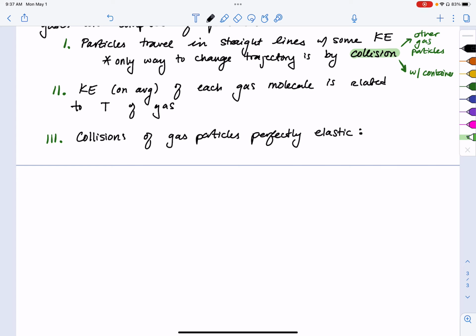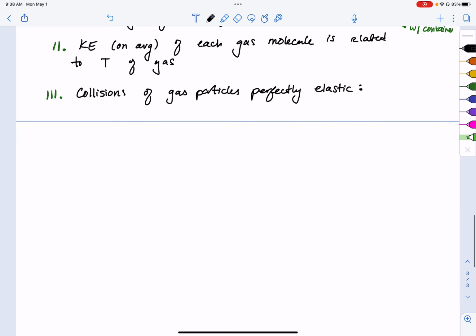There's a way called an elastic collision, which is where kinetic energy is conserved, meaning as a result of smacking into one another, the velocities and thus kinetic energies of those things that have run into one another do not change. And then there's inelastic, where kinetic energy is not conserved. That's all I'm going to say on that. If you want to talk about inelastic versus elastic collisions, come find me in office hours. So again, collisions of gas particles are perfectly elastic.